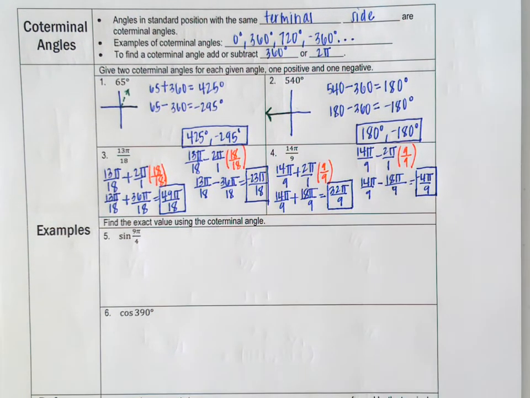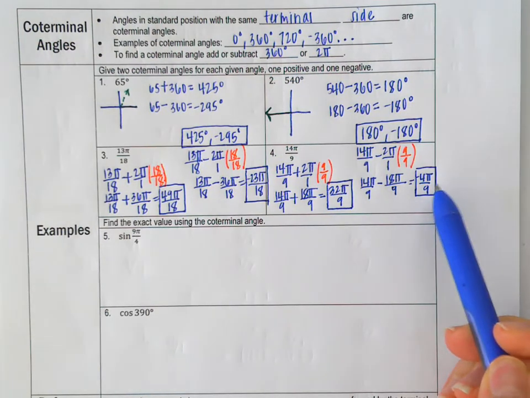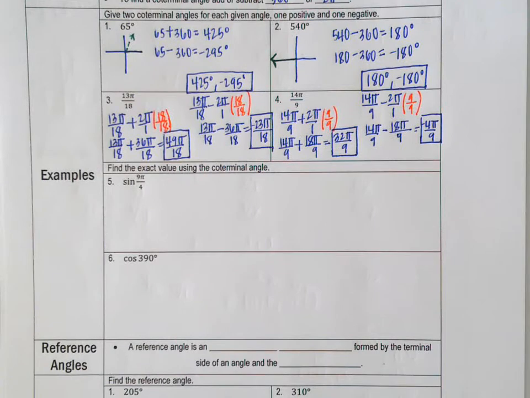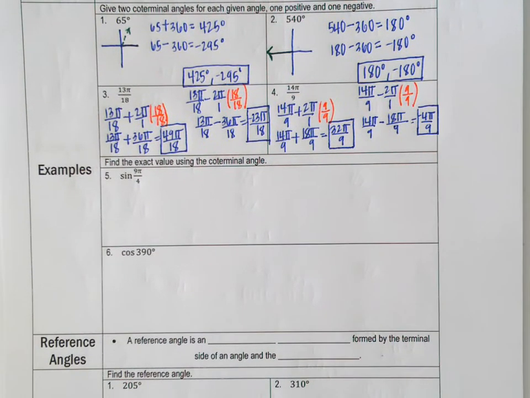And so you have your positive coterminal, your negative coterminal. Remember, no matter what, those are both at the same spots. Everything is the same. Those are coterminal angles. Okay, so number 5 and 6 is saying find the exact value using the coterminal angle.